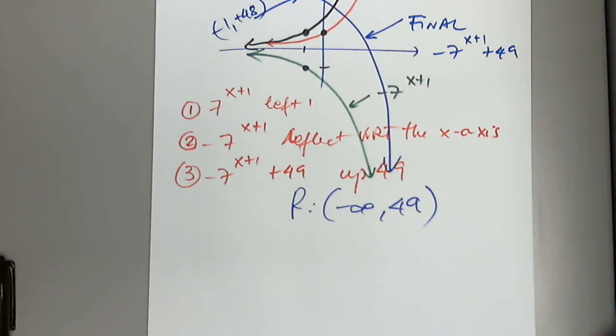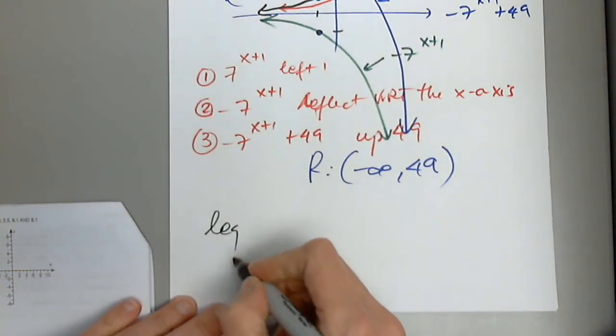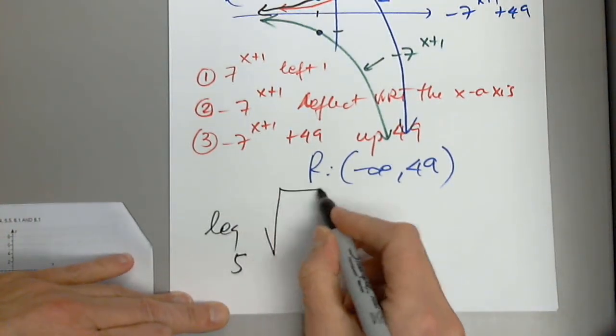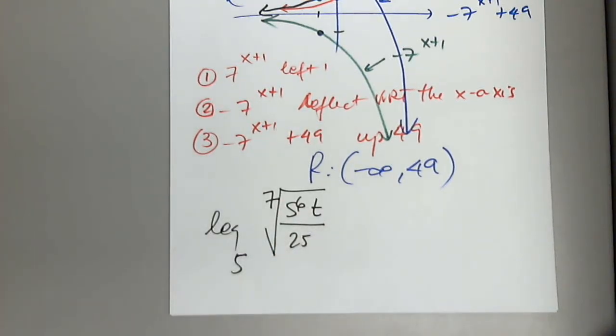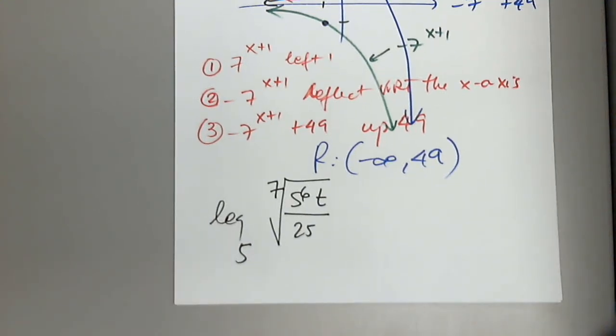Can you do number 8? Yes. Let's look at number 8. Okay, number 8, we have an expansion, which is log base 5 of the 7th root of s to the 6th t over 25. Very good. So they're asking us to expand and fully simplify. Good. So what is the first step?